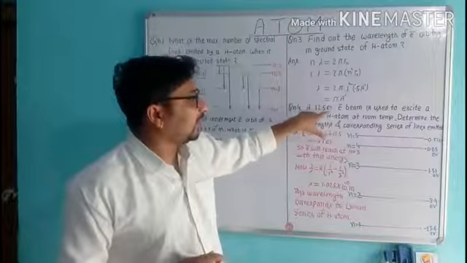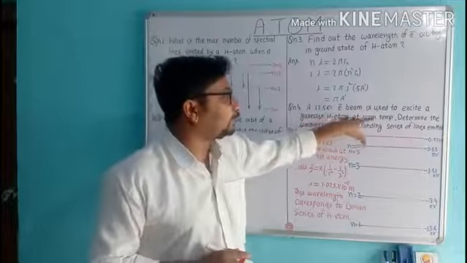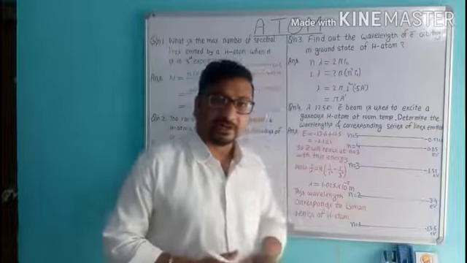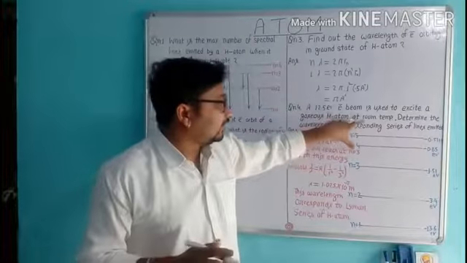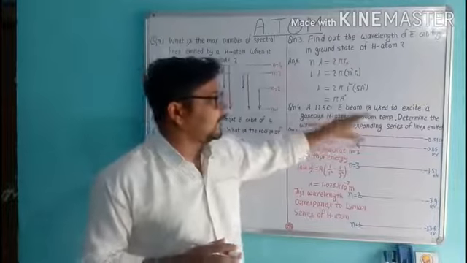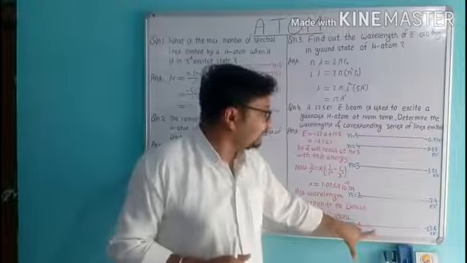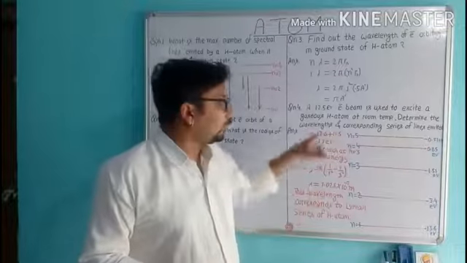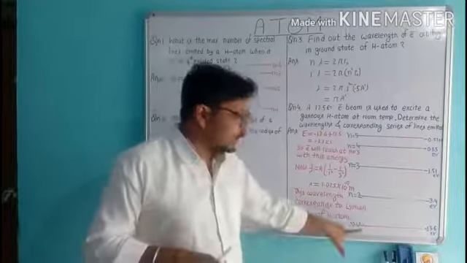Now, the fourth important question. A 12.5 electron volt electron beam is used to excite a gaseous hydrogen atom at room temperature. Determine the wavelengths and corresponding series of lines emitted. Okay, the hydrogen atom is at first at room temperature, which means in the ground state, n is equal to 1, and 12.5 electron volt energy is supplied to the electron which is in the ground state.